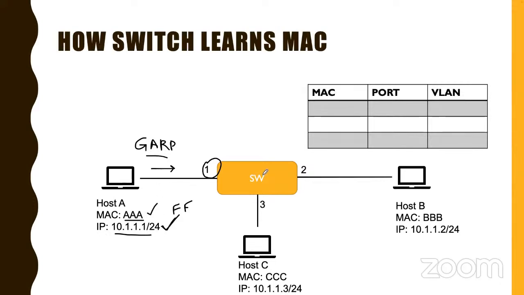So because of this GR request, the switch will populate its MAC table. Here MAC AAA will be learned on port number 1. We are assuming all the switch ports are in the default VLAN, which is VLAN 1. Similarly, the same thing happens on host B and host C also. B's MAC will be learned on port number 2 in VLAN 1, and on port number 3 the switch will learn this. Do you guys agree? Anyone having any question?